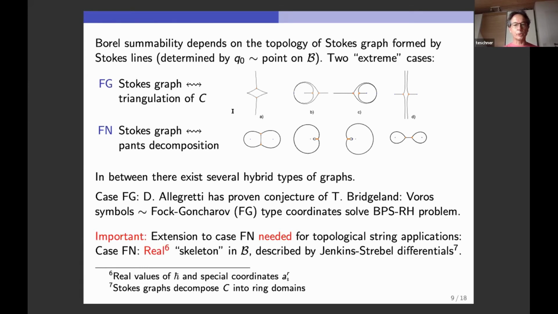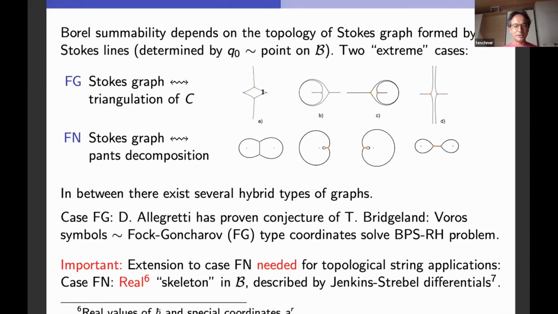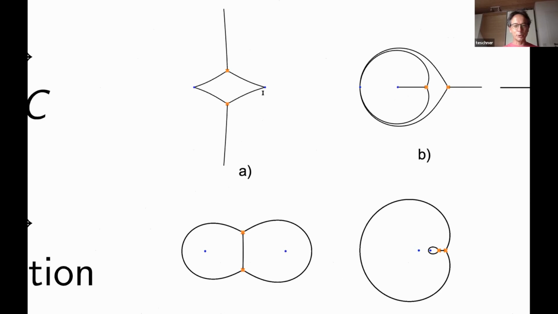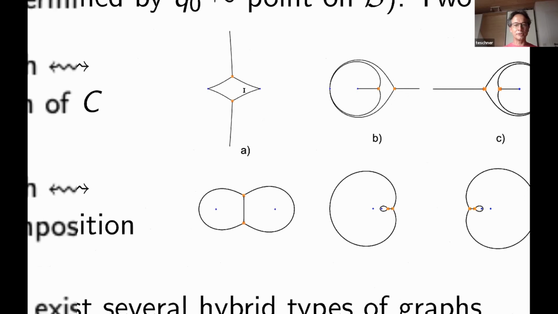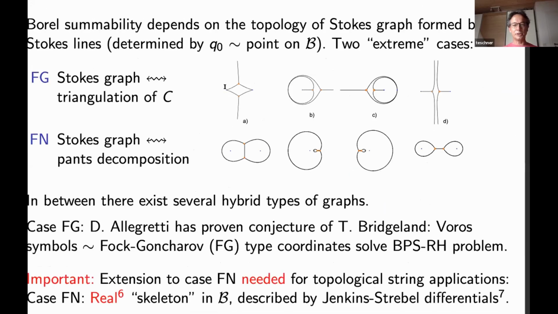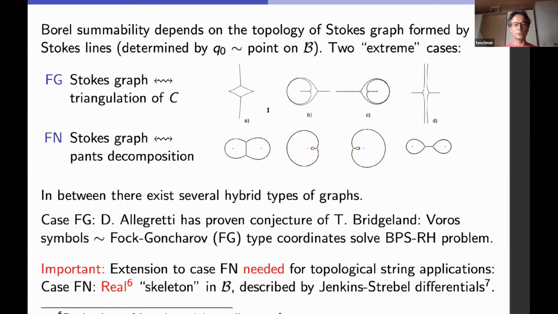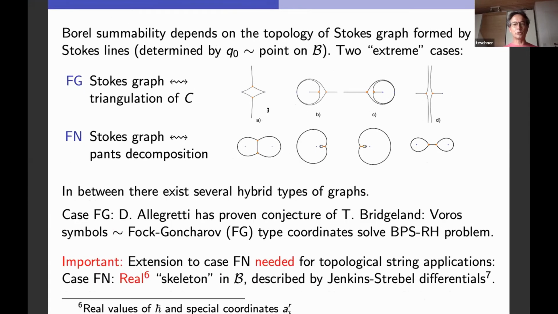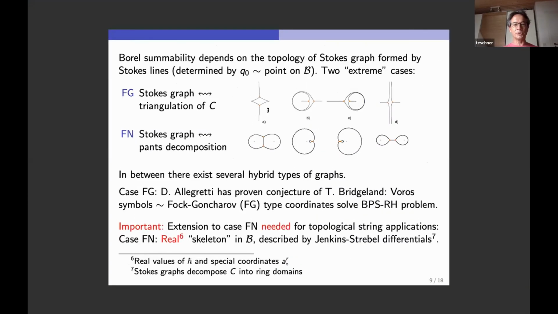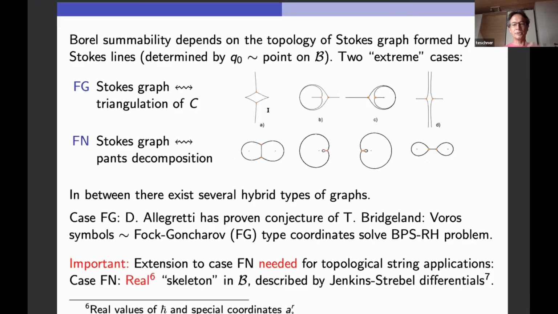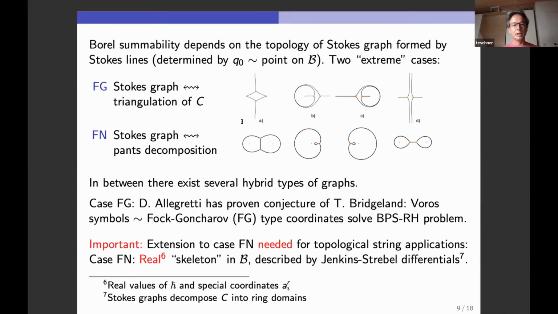What is here on the right in the pictures are some Stokes graphs for three-punctured spheres. Maybe I should enhance it. The punctures are these little blue dots here, here and there. So there are two punctures and one is at infinity. When you then just connect the punctures in such a way that you stay in a Stokes region, then you will get a triangulation of the Riemann surface C.